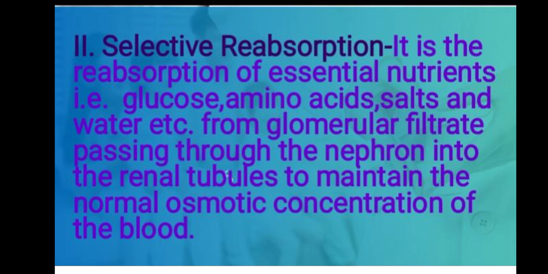Next step is selective reabsorption. It is reabsorption of essential nutrients, that is glucose, amino acids, salts and water etc. from the glomerular filtrate passing through the nephron into the renal tubules to maintain the normal osmotic concentration of the blood.